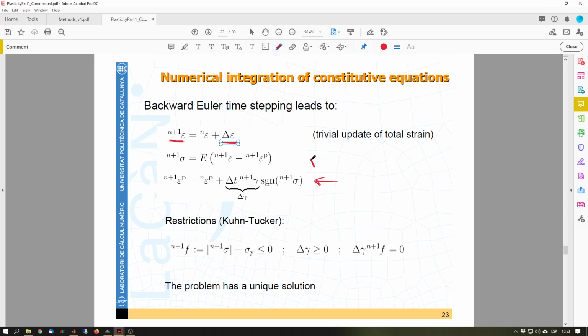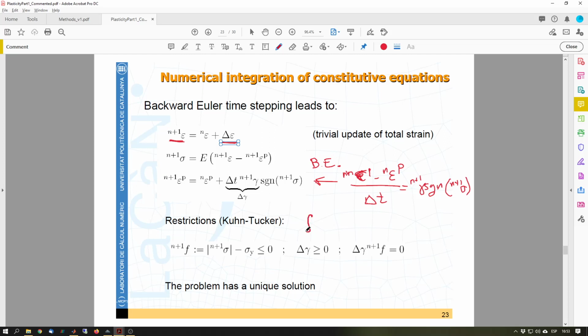Remember, this is a consequence of what we chose. So my plastic strain increment divided by delta t should be equal to my gamma, with everything evaluated at n plus 1. So the backward Euler scheme is giving me this relation between the plastic strains and the sigma.